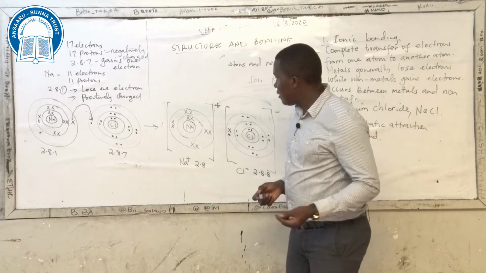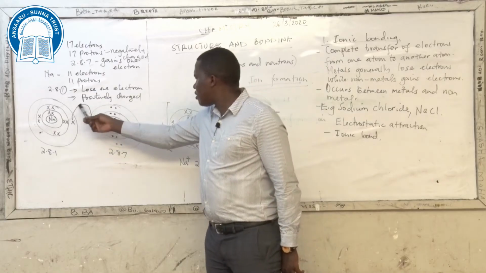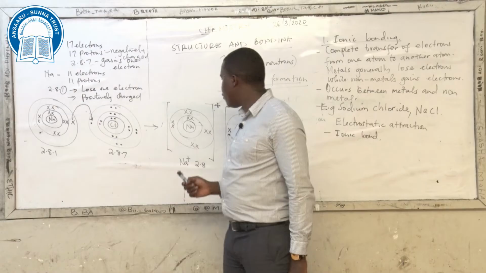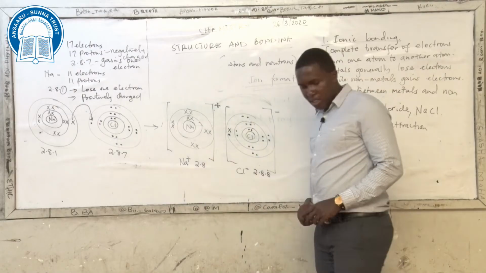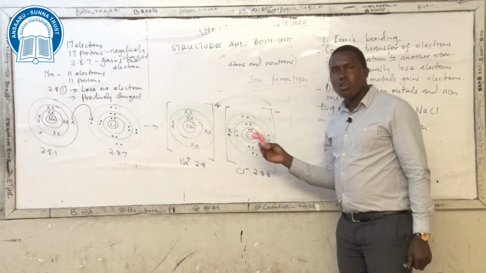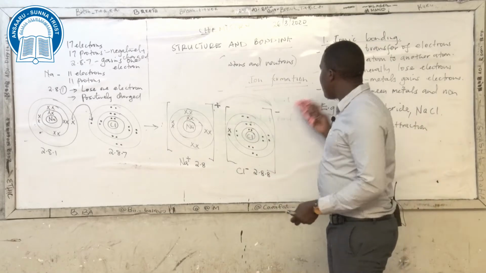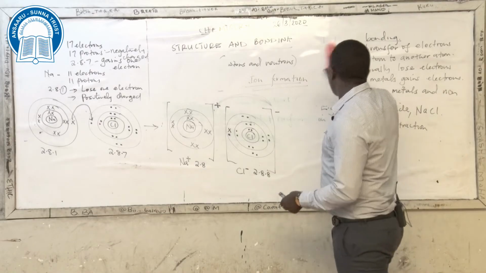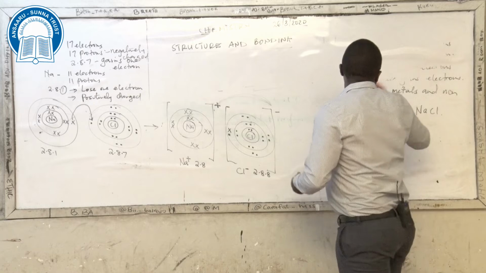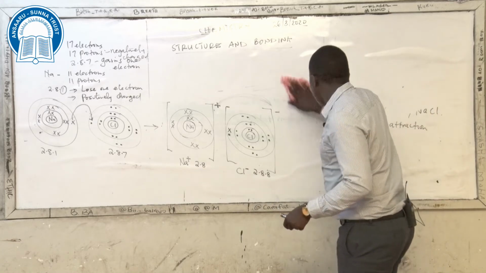So you can see clearly that when this 1 electron is lost, it is gained by the chlorine atom, and therefore you form 2 ions of opposite charges. So there are so many ionic compounds that you can derive from this kind of bonding. You can also have magnesium oxide, which I want us to draw its structure.